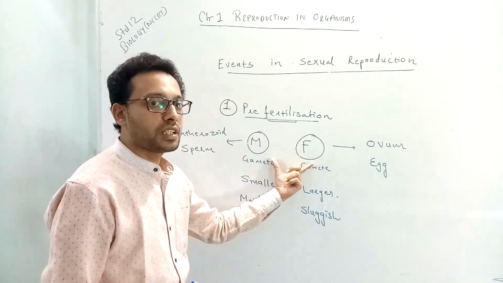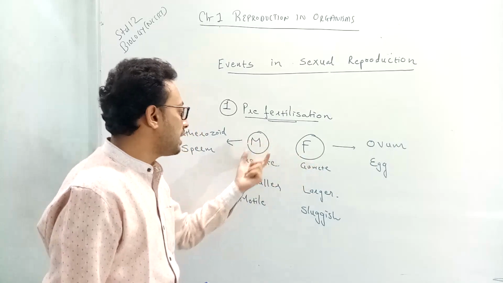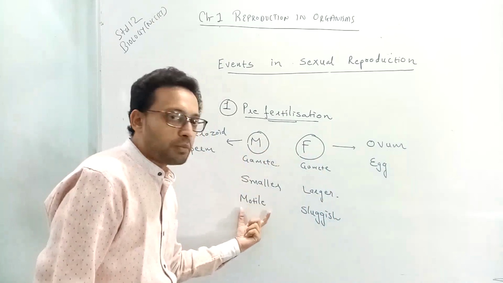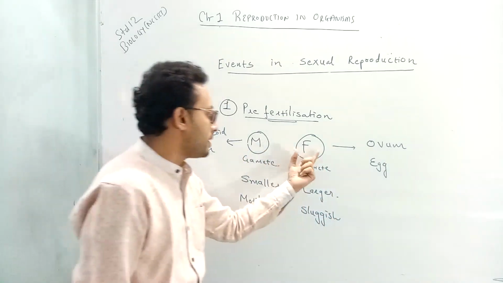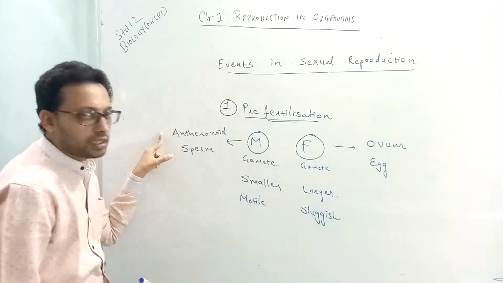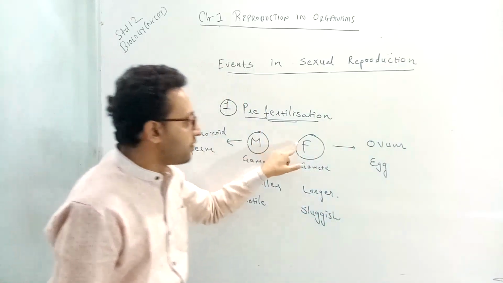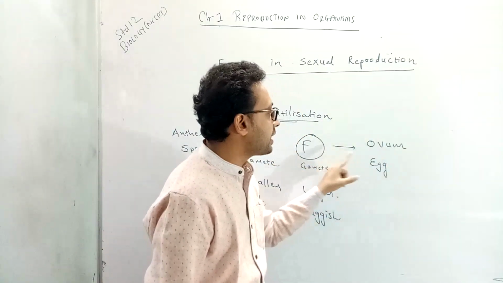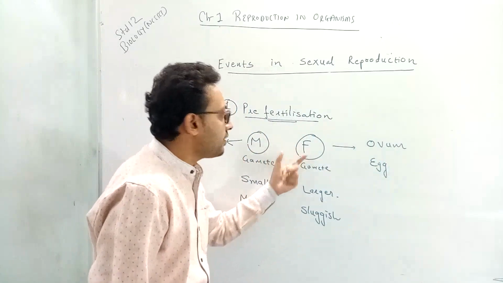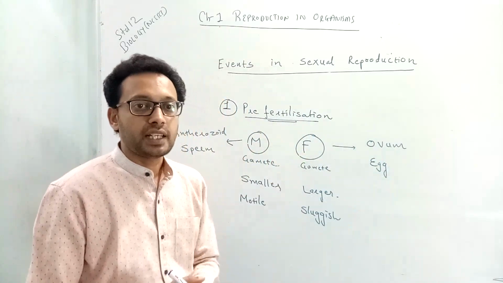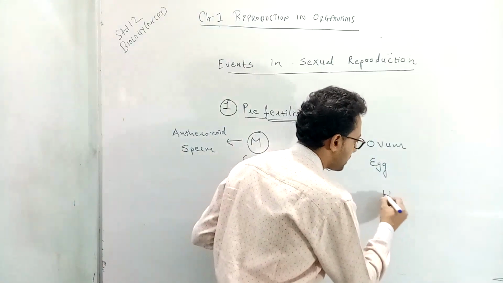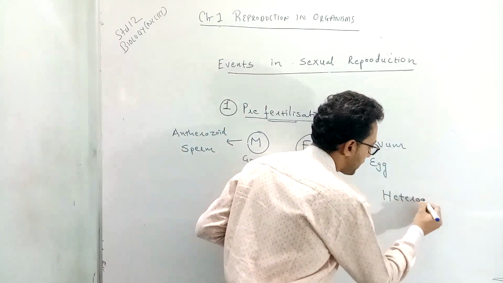What is the difference between the male and the female gamete? The male gamete is smaller, the female gamete is larger. The male gamete is motile, meaning easily movable, whereas the female gamete is sluggish. The male gamete can be called antherozoid or sperm. The female gamete can be called ovum or egg. Here, the male and female gametes are different in morphology, or appearance. Such types of gametes are called heterogametes.